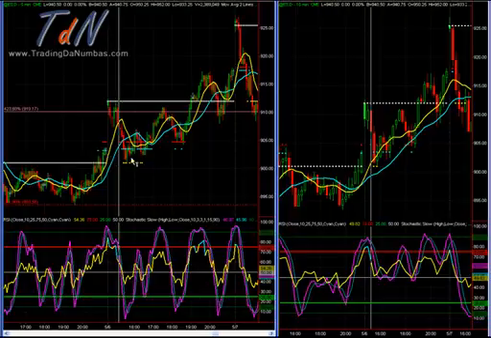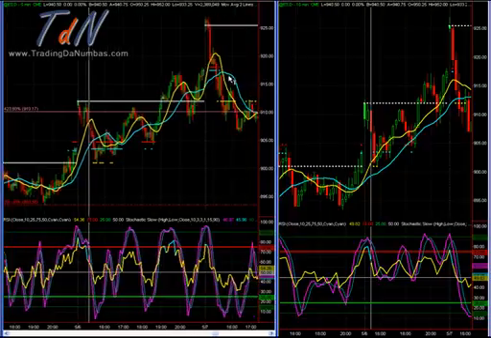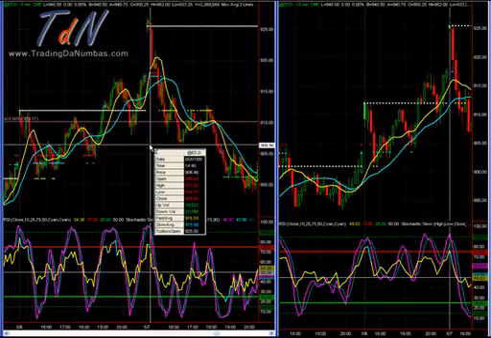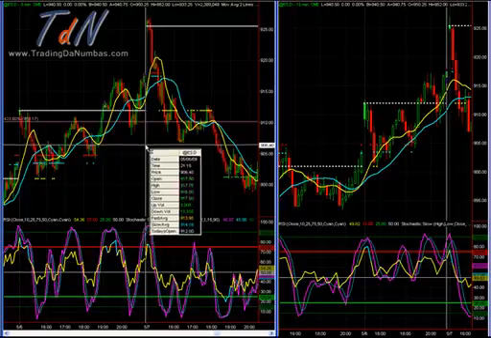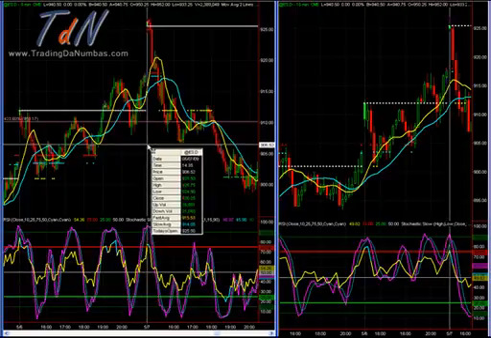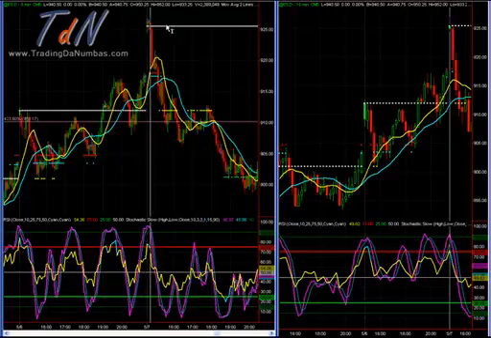This test of support held, and it went back to test the open, went through it, came down a little bit, and again went and closed above the open. We have another day where again it's fairly close to an overbought level. The significant open at 925, again at the opening levels held, and as a result of that it came down.